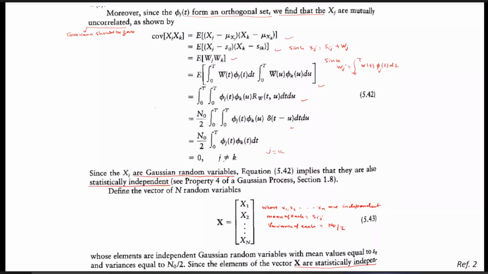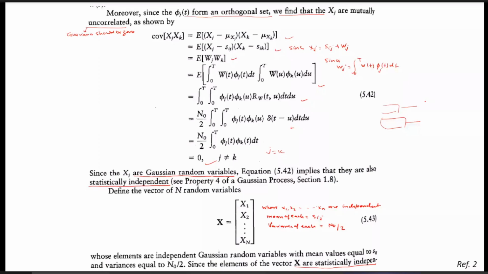Hence, since the covariance of the sample values, that is the output of the correlator k and the output of the correlator j, is 0, we can say that both are mutually uncorrelated. And since both are Gaussian distributed and mutually uncorrelated, they will definitely be statistically independent, just by using the basic property.